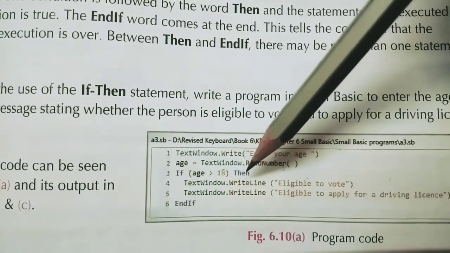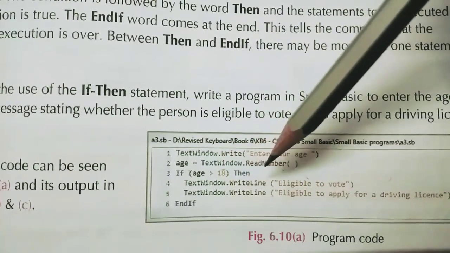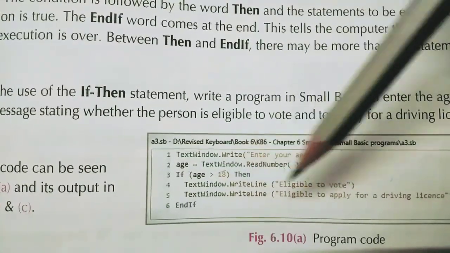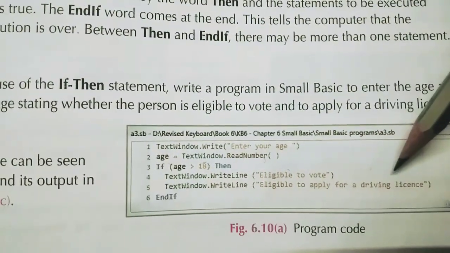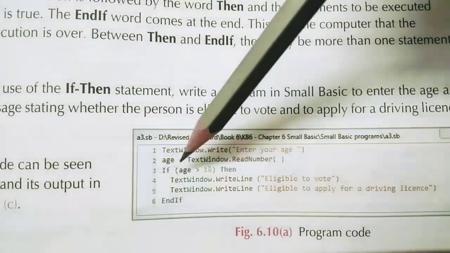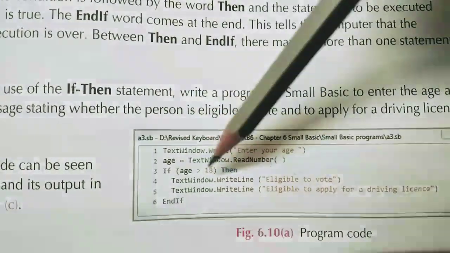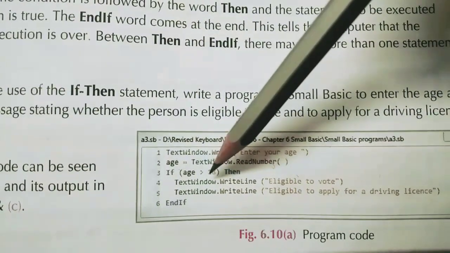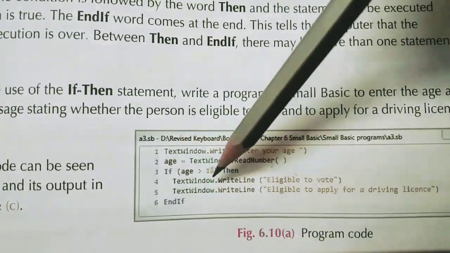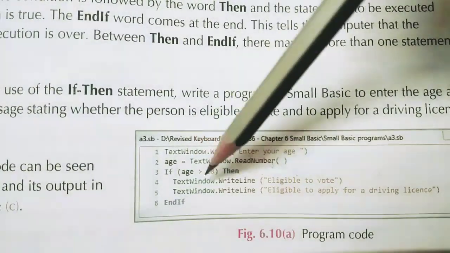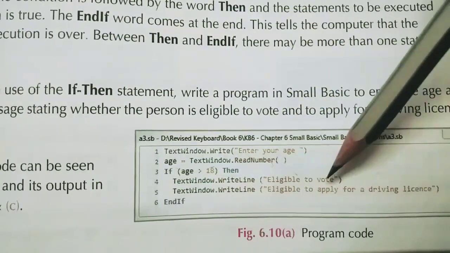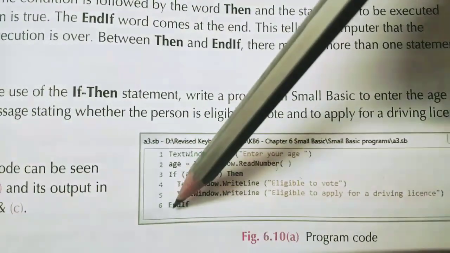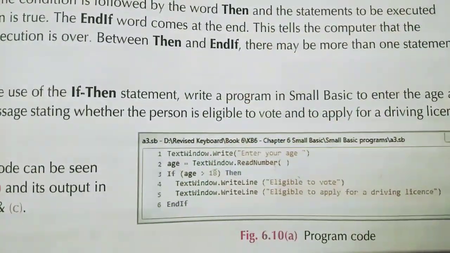Then what will happen? TextWindow.WriteLine "Eligible to vote". Then the message will come that eligible to vote, and the next message will come, eligible to apply for driving license. So if this is true, that means if age is greater than 18, this condition is true, then only these two lines will be printed. If age is less than 18, if this condition comes false, then it will not print these statements. It will come out of this condition. So at last you have to give EndIf. Understood? So in this way it will work.